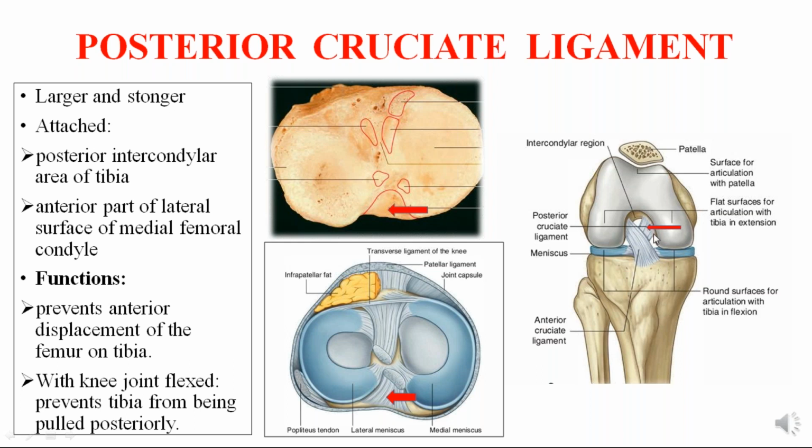Now, the function of the posterior cruciate ligament is to prevent the anterior displacement of femur. So the femur will be protected from displacing anteriorly on the tibia. And when the knee joint is flexed, that means when the foot is off the ground, it will prevent the tibia from being pulled posteriorly. So the function is exactly opposite to that of the anterior cruciate ligament.